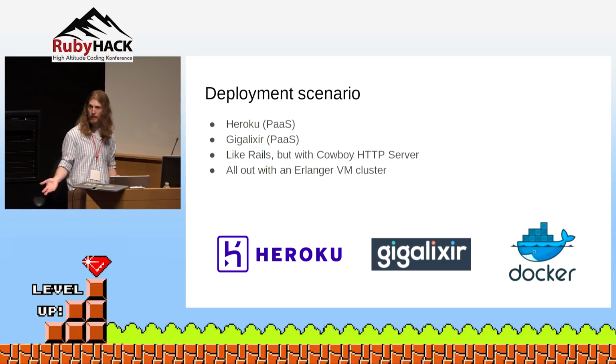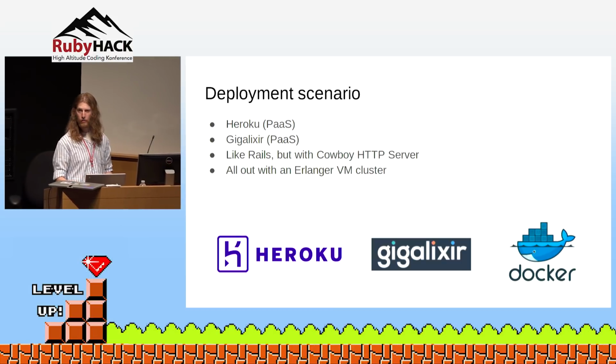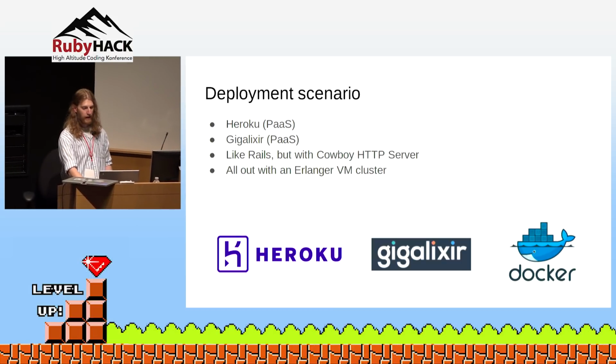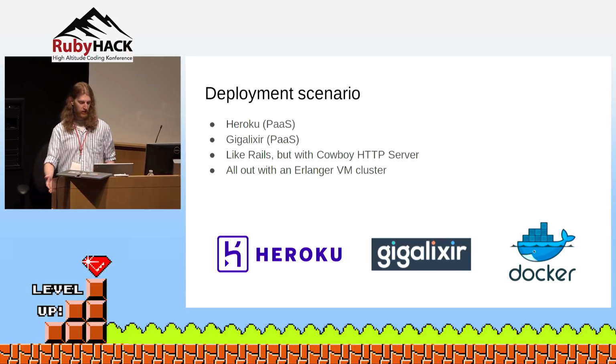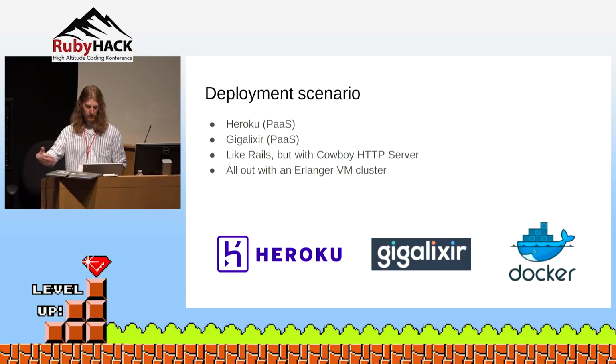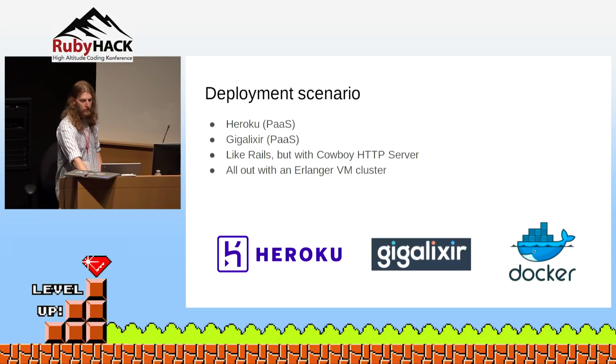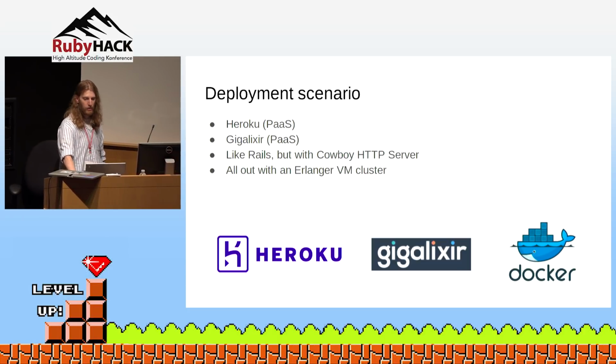Gigalixir is also one. It actually supports a little bit more than Heroku, but it's a little bit more expensive. And then if all you want to do is just slap on a Docker container, you can do that easily because Cowboy is the server that comes with it, and it's production ready. Or you can go all out, which we're not going to cover.